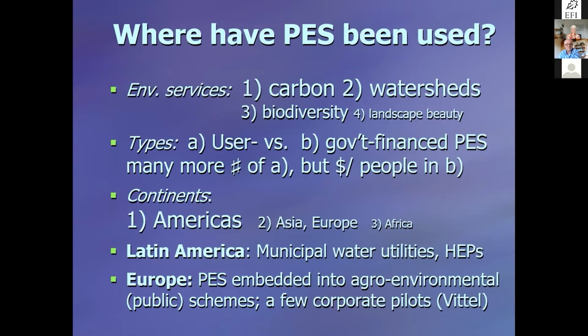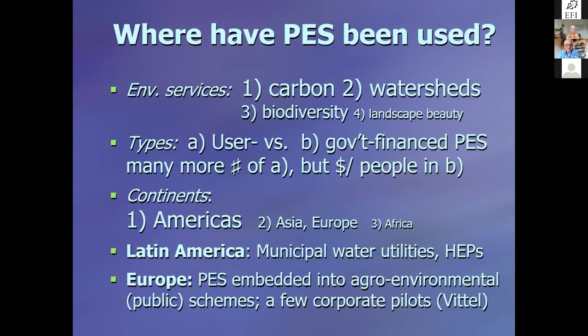So the types that we are talking about are, on the one hand, that the user pays directly, like the water users downstream, or as a second possibility, that government steps in and provides subsidies, as has been said before, or provides direct payment contracts on behalf of those service users. For instance, the users of biodiversity, which is the entire society. So there are definitely more in numbers of these user finance schemes, but in terms of money and of the people being benefited, we have more of the government financed ones.